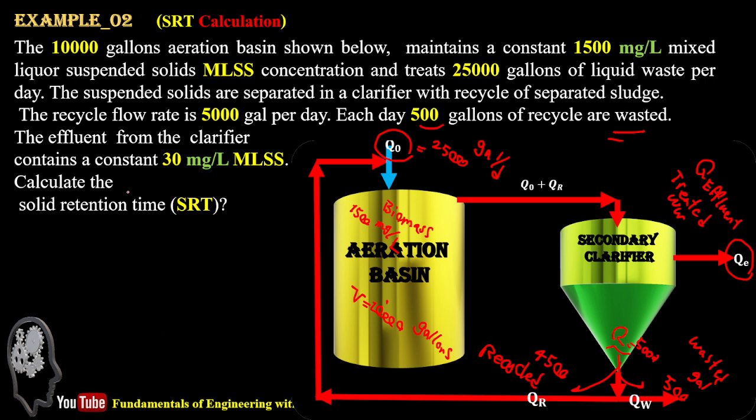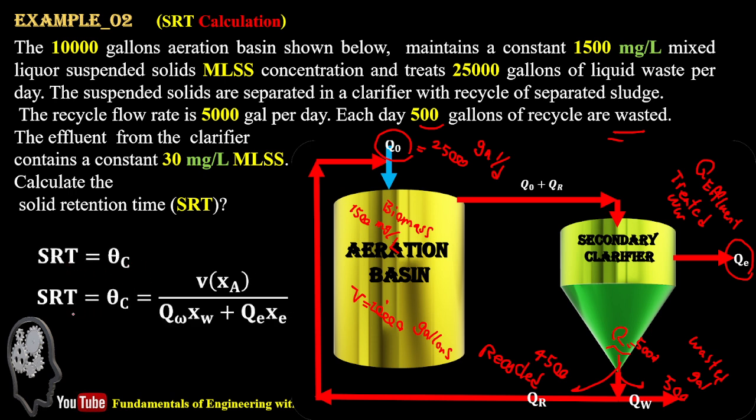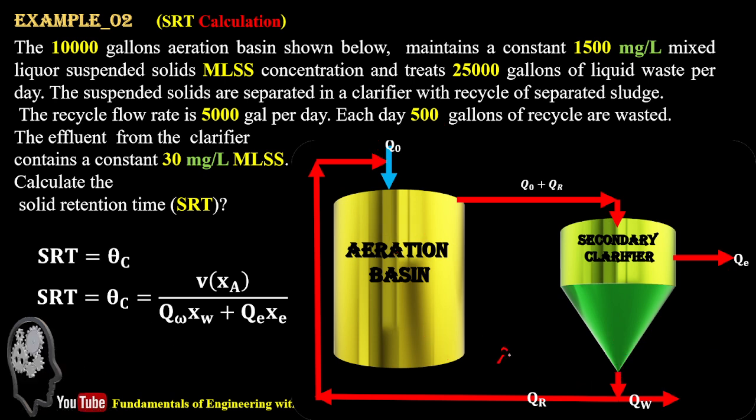And we want to calculate solid retention time. So we do know the SRT, or theta sub c, is equal to this equation. Let's make it a bit cleaner. So if this is the recycled, and this is wasted, and this is treated, and this is the initial flow rate of sludge.